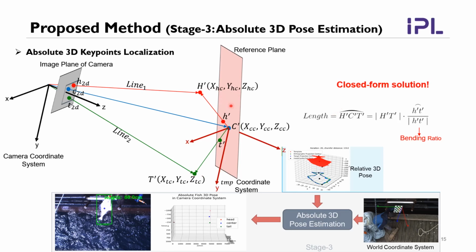Finally, H', C', and T' are absolute 3D fish pose in camera coordinate system. The fish length is the length of arc H', C', T'. It equals the length of H', T' times a bending ratio. The below figure is an example. Here are 3 key points in image, like these 3 key points. This is camera coordinate system. Z is the depth. Z equals 0 plane is the camera plane. It is this image plane. These are 3 key points in absolute 3D, like H', C', and T' here. We can see this fish is about 5 meters away from the camera.